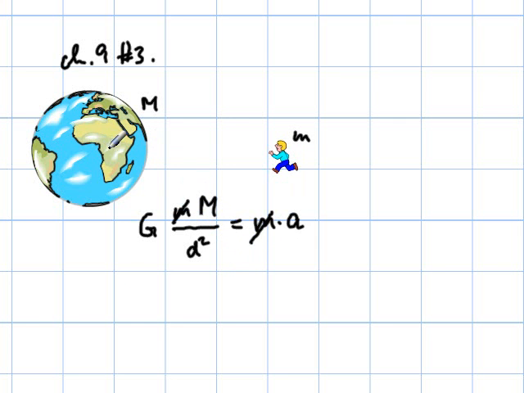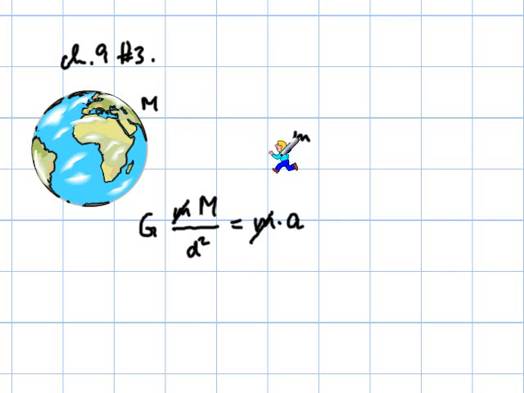If we had looked at the planet, then we would have written a capital M on the other side, and the mass of the planet would divide out, and then we have a much smaller mass left here, and therefore the acceleration of that planet would be much smaller, which makes sense. Both of them experience the same force towards each other, but because of the person's much smaller mass, the acceleration is much larger towards the planet than vice versa. The acceleration of the planet is much larger.